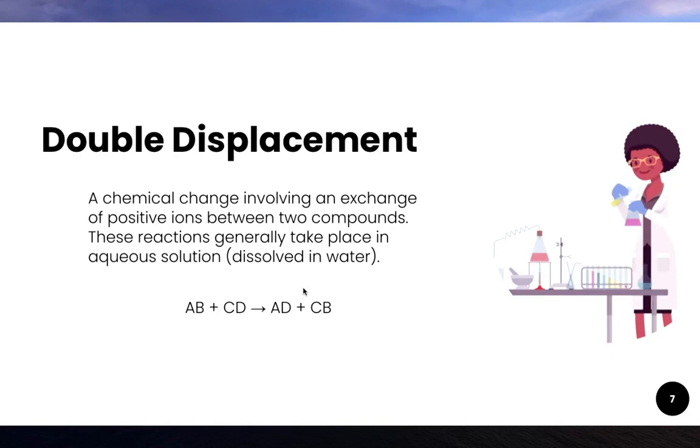Next is a double displacement reaction. So in this one, you have AB plus CD that react to form AD plus CB. So here you have 2 cations and 2 anions, and they're already bonded together. And then when you mix them, they switch. So here we had B switch to join C and D switched to join A.